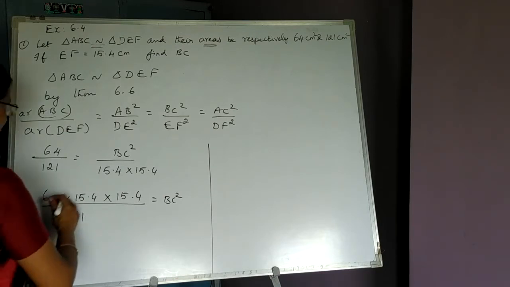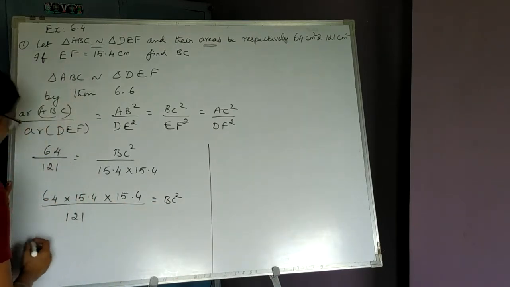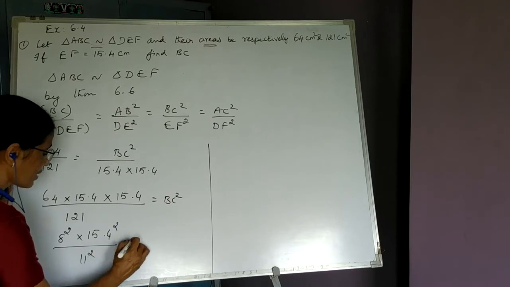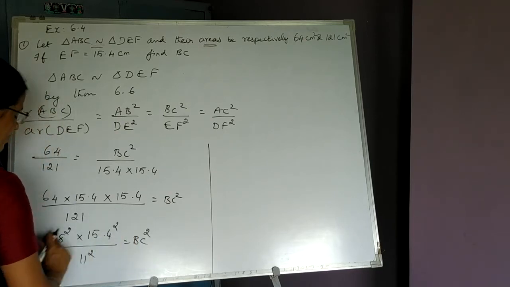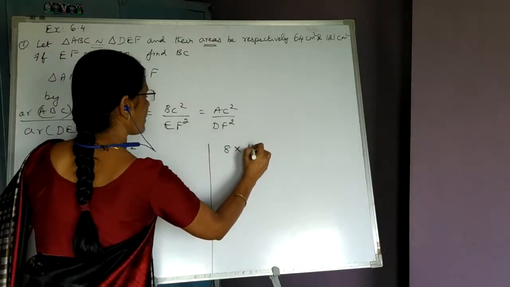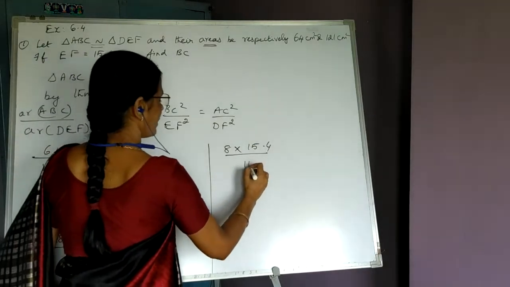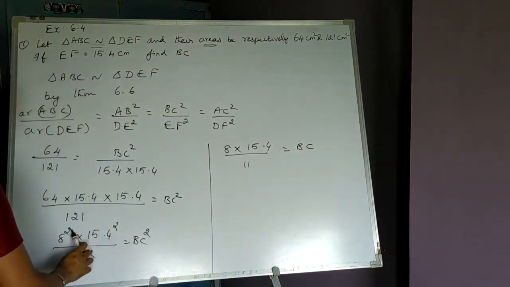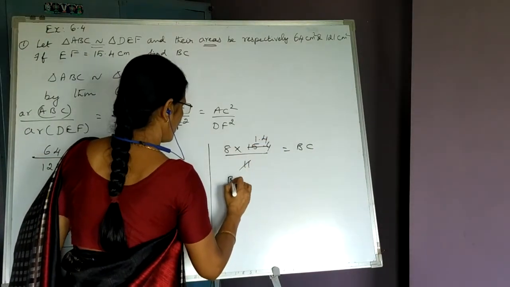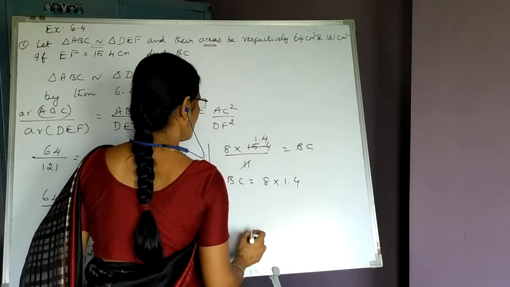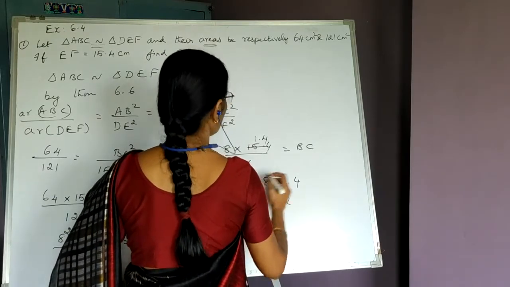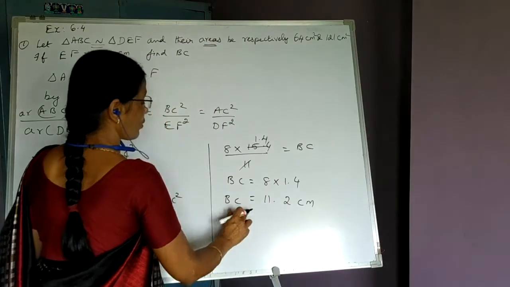So what is BC? We can take the root everywhere. 64 is nothing but 8 square. This is 15.4 square. This is 11 square, equal to what? Equal to BC square, right? Now we are going to remove the square everywhere. 8 into 15.4 upon 11 is equal to BC, square is removed everywhere. So what is BC? BC is 8 into 1.4, which is 11.2 centimeter.